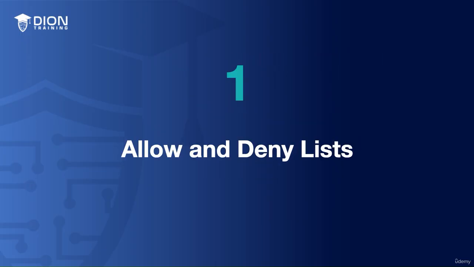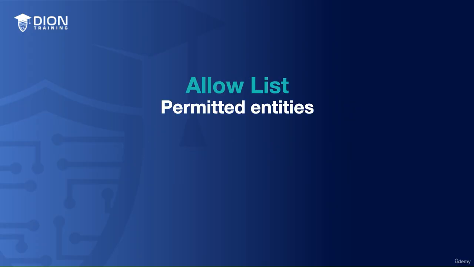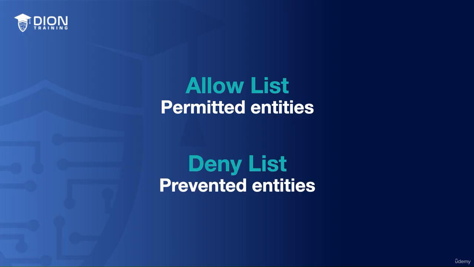Now, allow lists and deny lists are going to be used by routers and firewalls to either allow or deny certain resources from being accessed. An allow list is going to specify which entities are permitted to access a given resource. On the other hand, a deny list or a block list will be able to tell which entities are prevented from accessing a given resource. Now, anytime a change is proposed, it's important to review both the allow list and the deny list to determine if you need to have them modified as well.